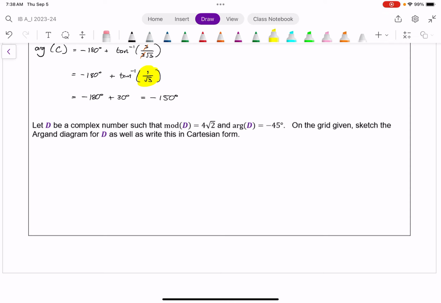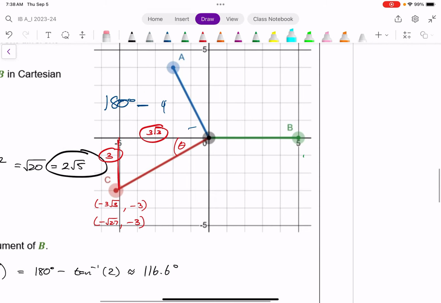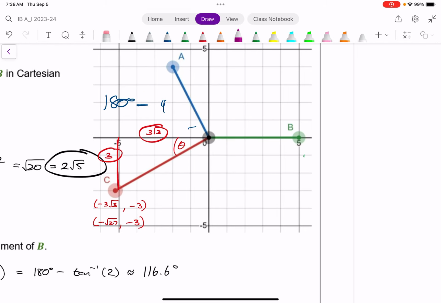I'm going to start with the argument, because negative 45 degrees, I can see, must look something like this. In fact, 45 degrees is a slope of 1, or in this case, negative 1. So I know it must look something like this. I just don't know how long it goes, so I'll just draw that for now. But I know that there must be negative 45 degrees. So there's the argument. The modulus is 4 root 2.